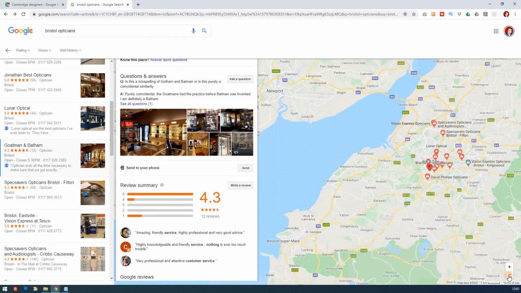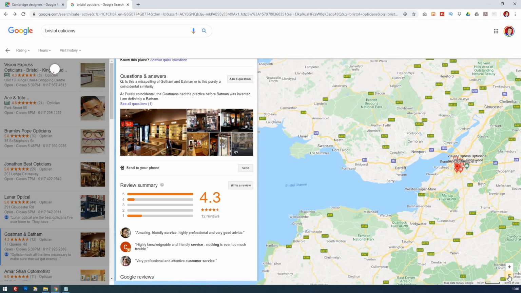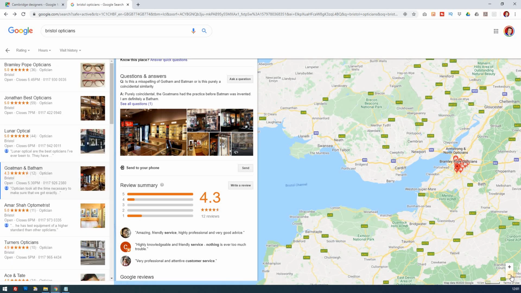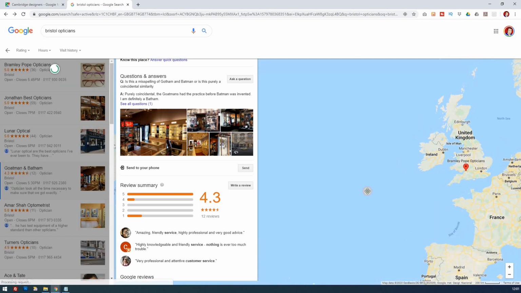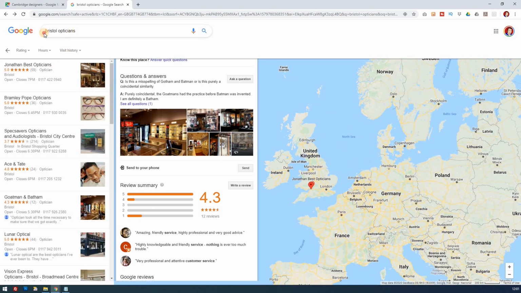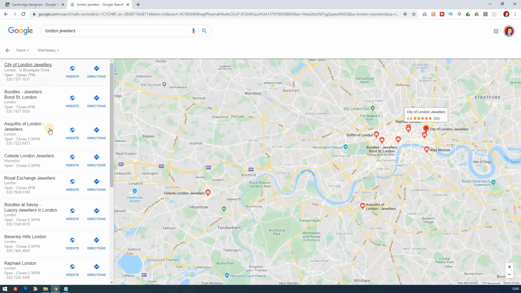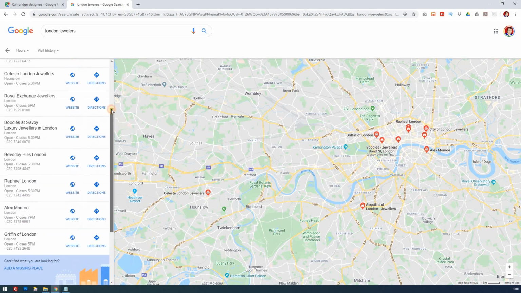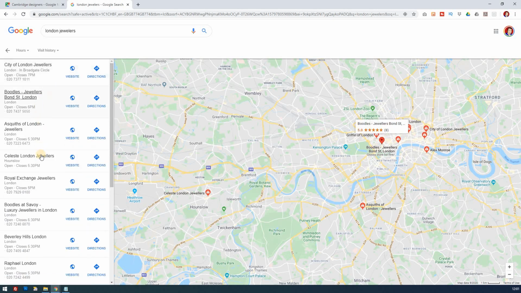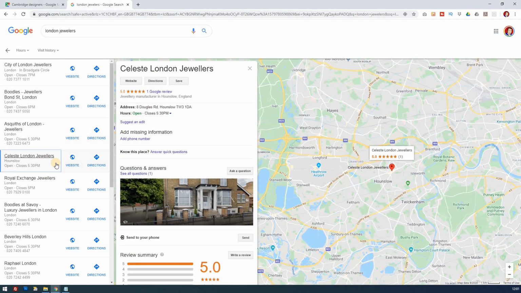Let's do two more quick ones. I'm going to come right out and go for London, and the business will be jewellers. So London Jewellers, what comes up here? They've got no adverts for London Jewellers. That's interesting. And notice this is quite a different layout, isn't it? So this is quite different, with a lot less information here.